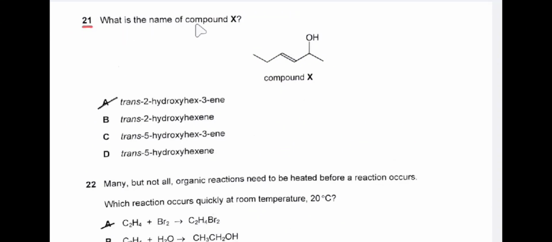Question number 21. What is the name of compound X? Here we can see that this side and this side are on opposite sides, so it is trans. Then we have to start counting from the end that has the functional group, 1, 2, so 2-hydroxyl, and the double bond is present in the third carbon, so 3, that means -ene. So 1 2 3 4 5 6, hex, hex-3-ene, that is hydroxyl-hexene. So it is trans 2-hydroxyl-hexene.